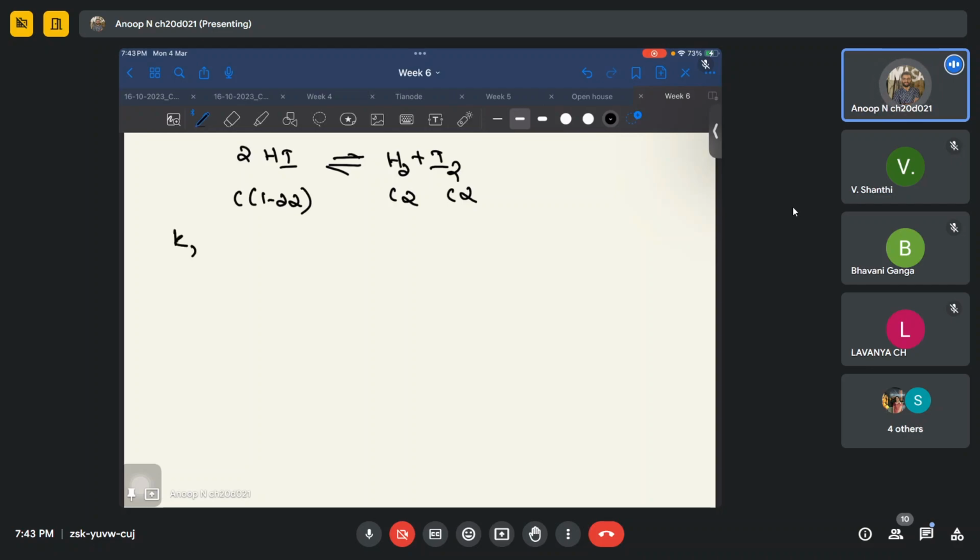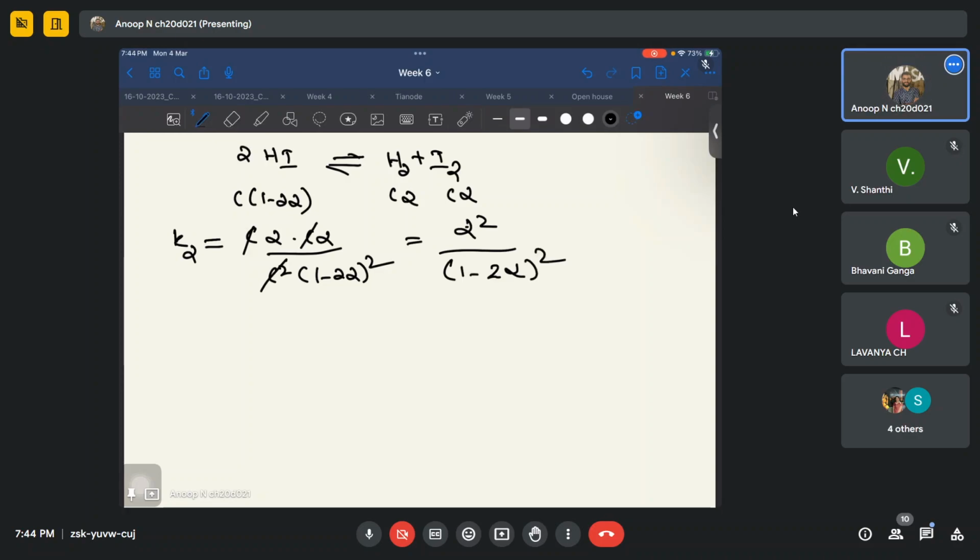So how will you write K? K is equal to product divided by reactant, C alpha into C alpha divided by C square into (1 minus 2 alpha) whole square. So it is nothing but alpha square divided by (1 minus 2 alpha) whole square. Given K is equal to 0.483.